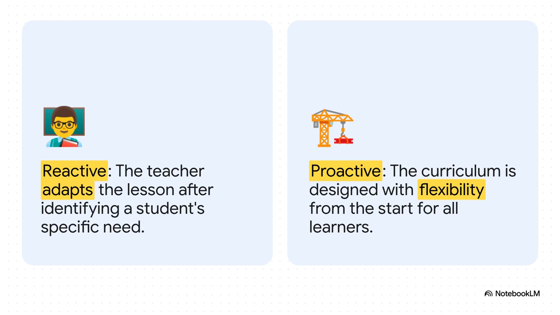The best analogy is architecture. Differentiated instruction is like building a building with only stairs, then realizing some people need a ramp, so you go back and add one. UDL is designing the building with ramps, stairs, and elevators in the original blueprint.